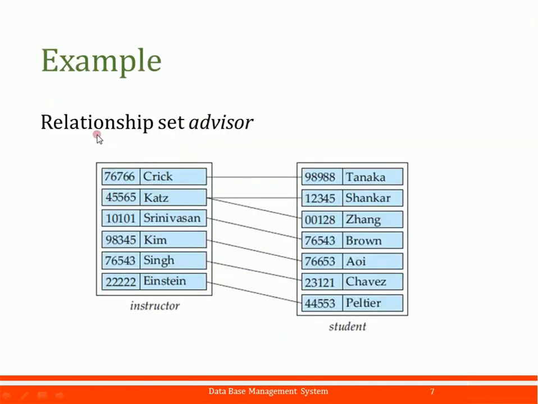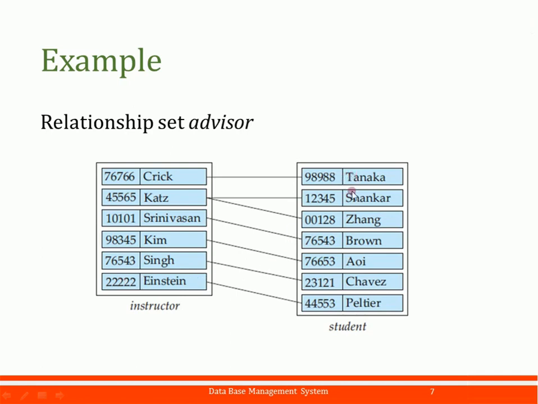Here is an example. This is the relationship set advisor. This is the list of all instructors. So this forms an entity where you have Crick, Katz, Srinivasan, Kim, Singh, Einstein. These are all the instructors of the organization, and these instructors have an ID for their own unique identification.